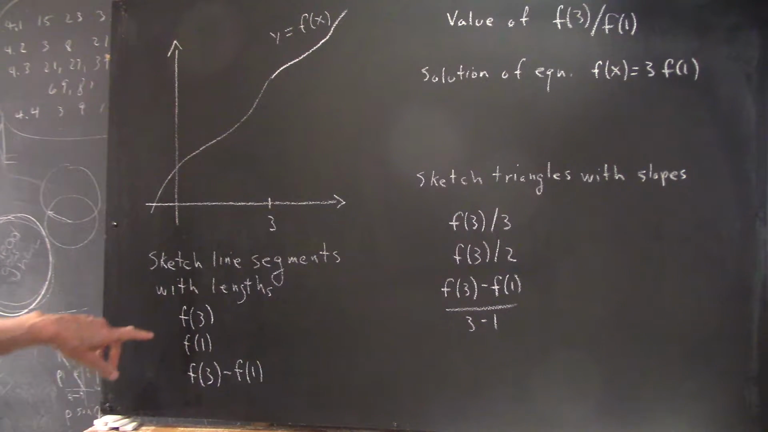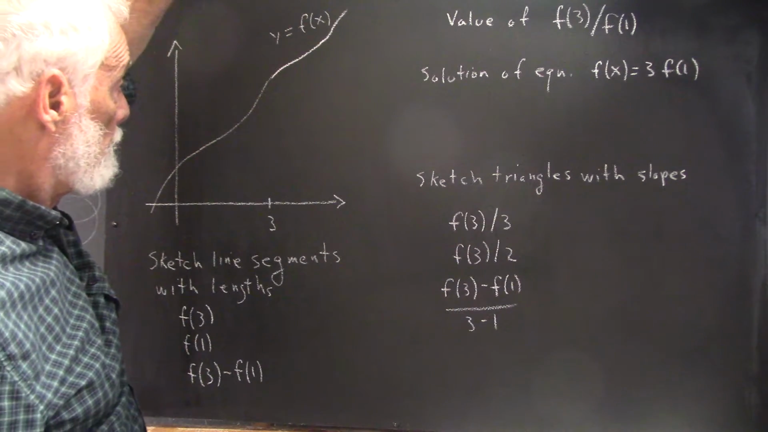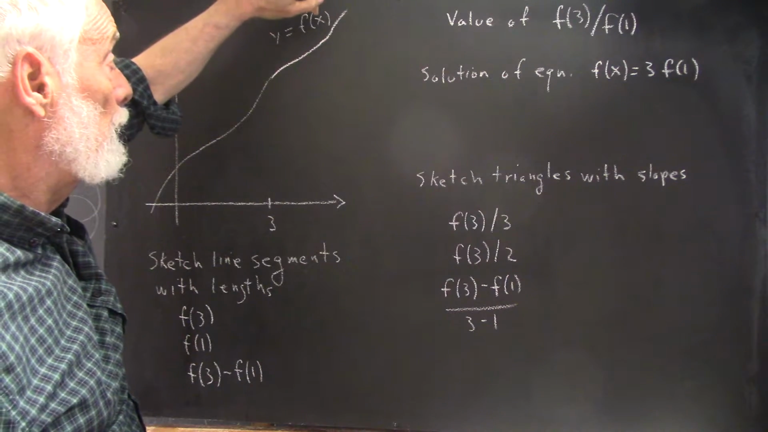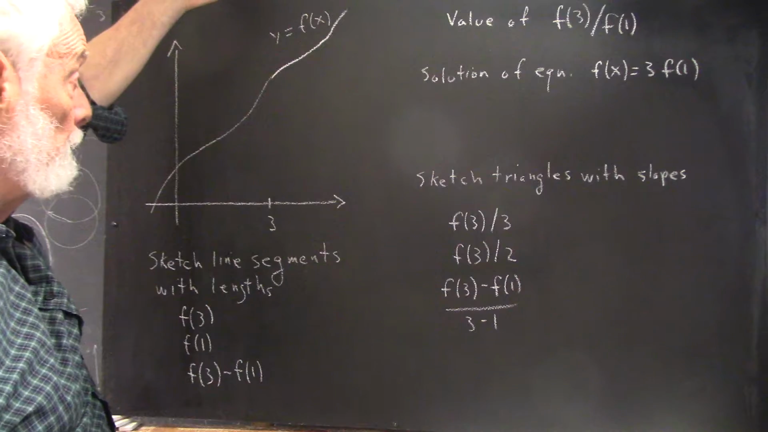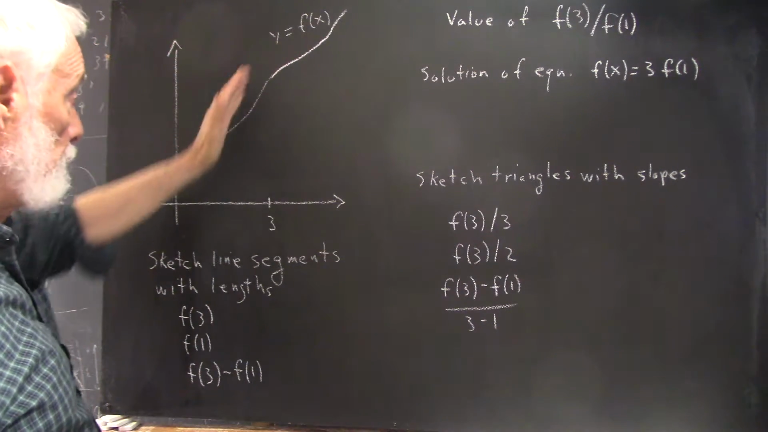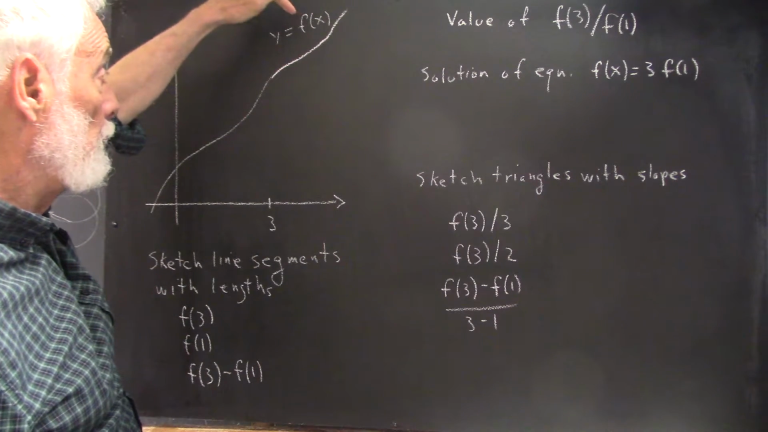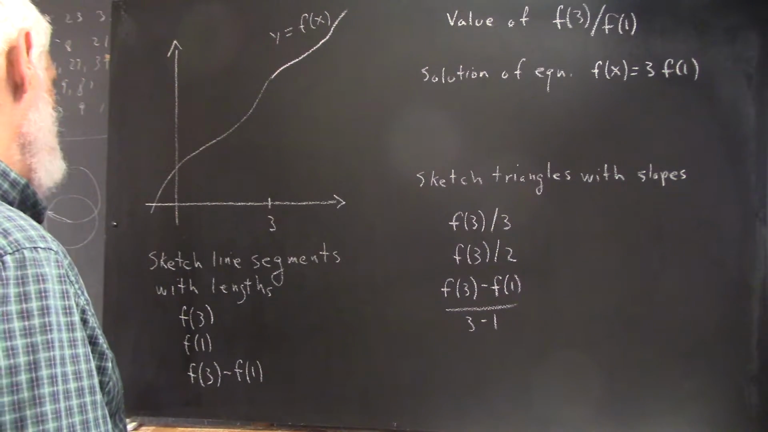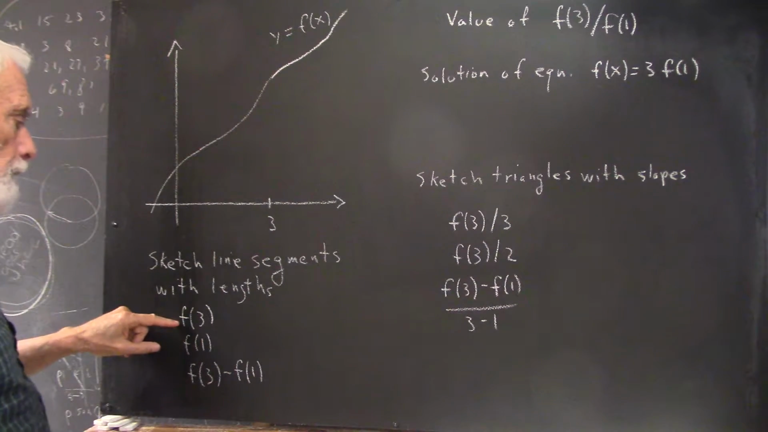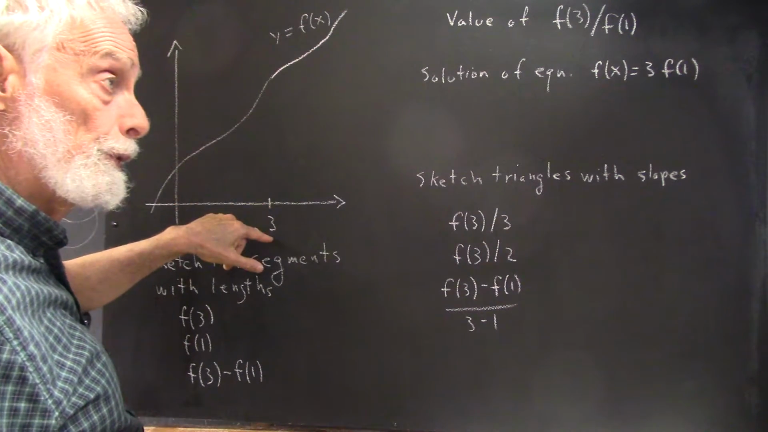Okay, now let's see what we mean by f of 3. Now y equals f of x. What does this mean? This means you put a value of x into this rule f of x, whatever the rule happens to be. And the rule in this case is basically just this graph. So if you have a value of x, you put it into the rule and you get the associated value of y. And in terms of this graph, this means that f of 3 is the value of y at the point where x equals 3.